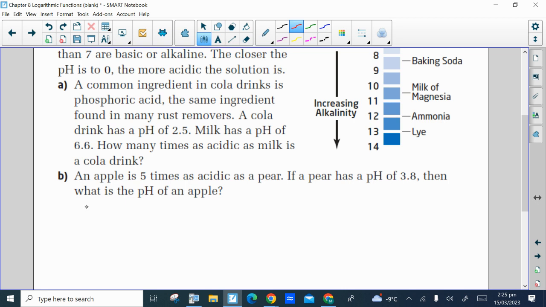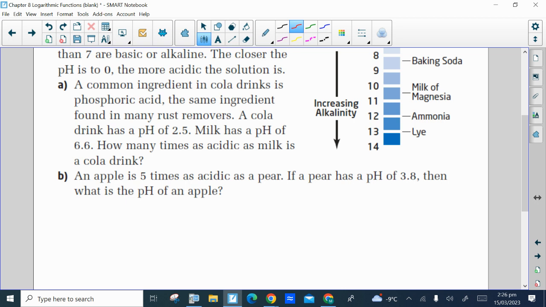Milk has a pH of 6.6. How many times as acidic as milk is the cola drink? So this will be similar to the one we just did with the sound intensities. We wanted to know in part A of the previous question, how many times more intense was the one sound compared to the other? So to determine that, at one point you're going to have to do some division. But it's the quotient law of logs that leads us into the division. So just like the last question in part A, we're going to have a subtraction statement and then use the quotient law to write it as a division.